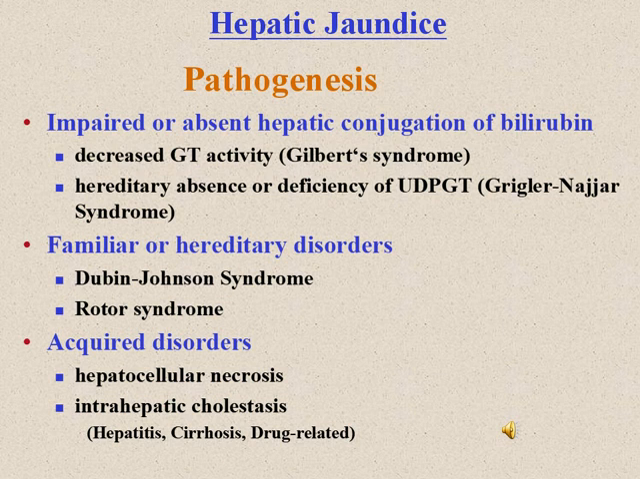Familial or hereditary disorders also include Dubin-Johnson syndrome and Rotor syndrome. Rotor syndrome is an inherited disorder characterized by elevated bilirubin in blood. Both Dubin-Johnson syndrome and Rotor syndrome increase the conjugated bilirubin level in blood. The other reason is acquired disorders such as hepatocellular necrosis and intrahepatic cholestasis, for example, hepatitis, cirrhosis, or drug-related reasons that cause hepatic jaundice.